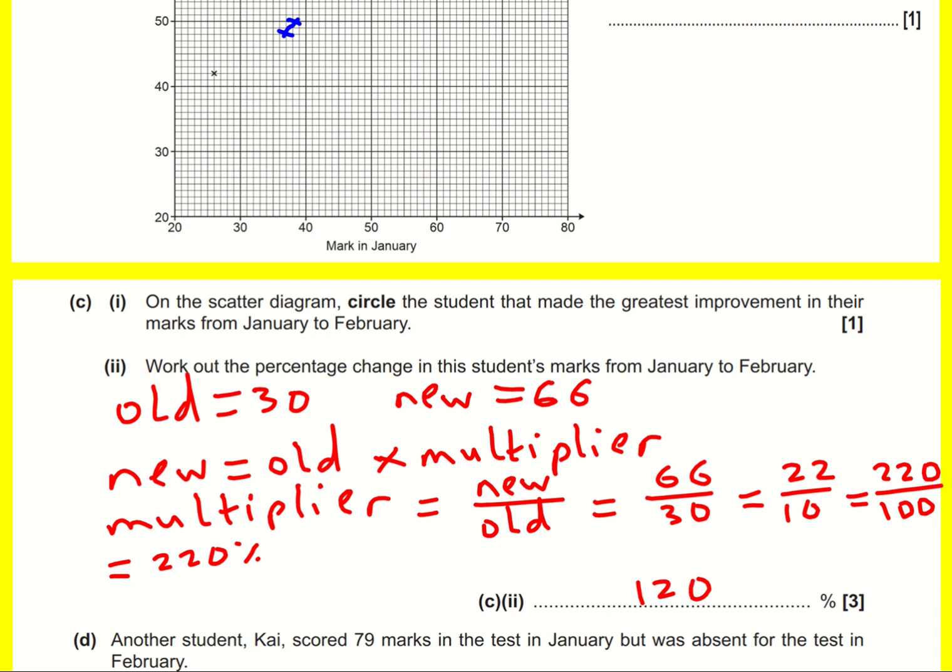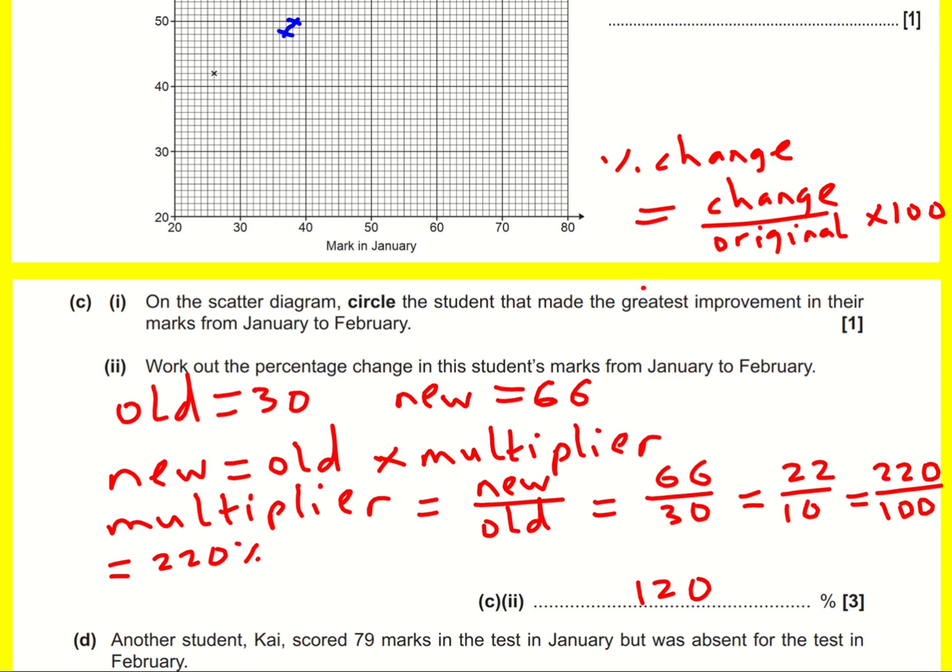If you're not a fan of that, then you can actually learn this formula, that percentage change equals change over original, or the old value, times by 100. In this case, the change would be 36. You'd get 36 over 30 times 100. You still have to do quite a bit of work. 12 over 10 times 100, and that would get you 120% as well.